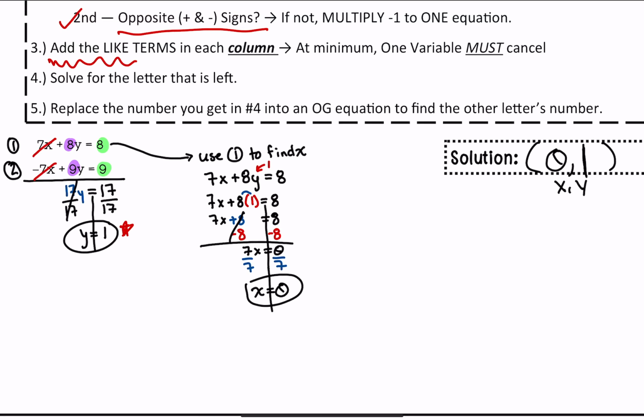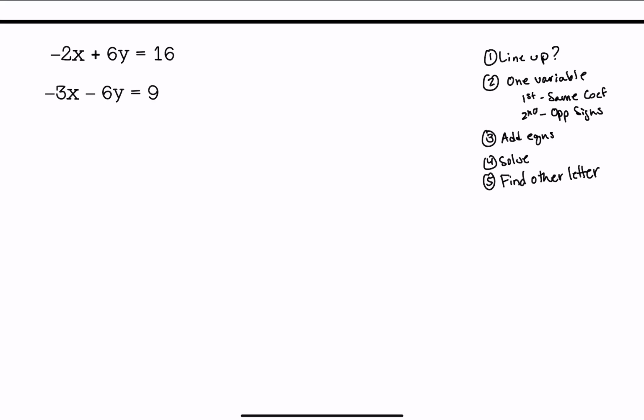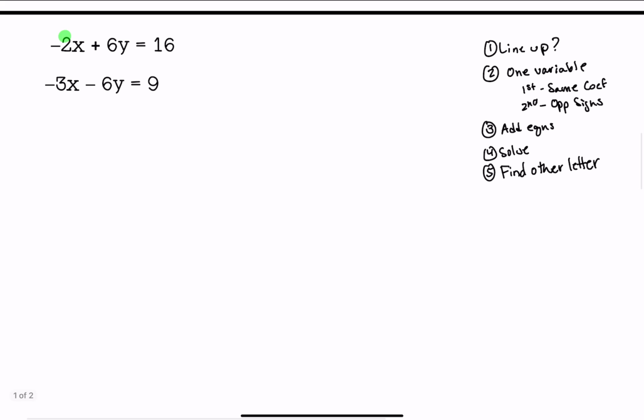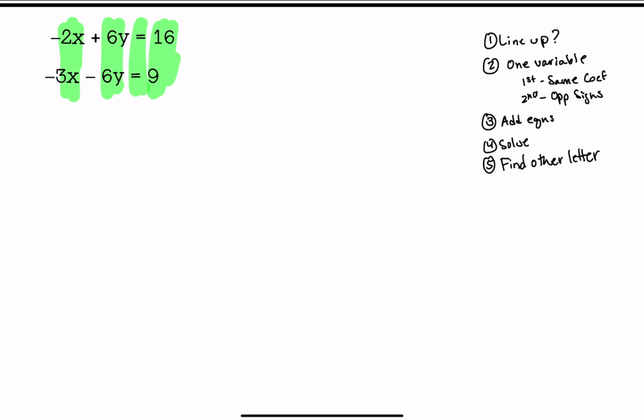I love elimination. I think it is the bee's knees, the best thing ever. Let's look at the next one. So I have our steps written out over here on the right. First, is it lined up in each column? Let's check. X's are lined up, Y's are lined up, equal signs are lined up, and constants are lined up. So we're good. Constants are numbers without a variable. So everything's lined up. Great.